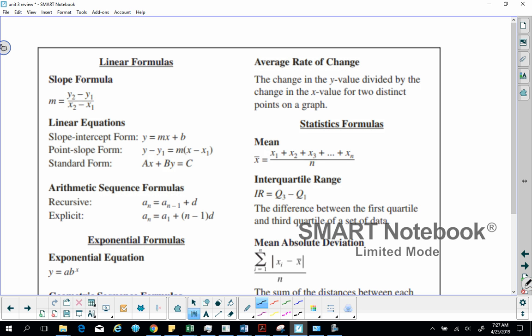Our unit was on linear, right? So the first thing we're going to go over is linear equations. We know that the slope formula is right here. Do you guys see that? Right here, slope formula.